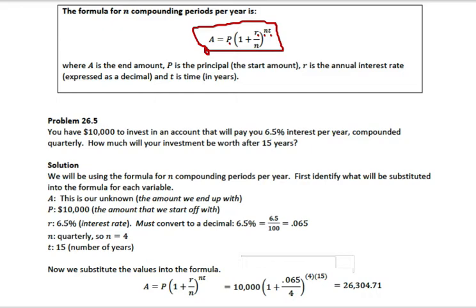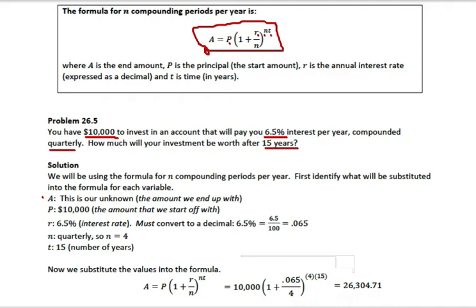So let's say you have $10,000 to invest in an account that will pay you 6.5% interest per year, compounded quarterly. How much will your investment be worth after 15 years?